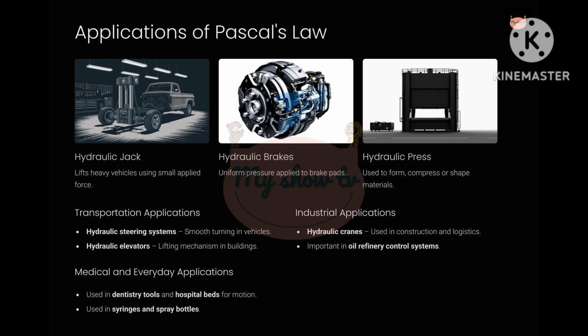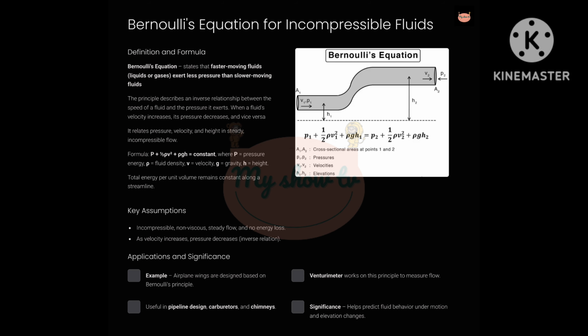7. Hospital equipment, like adjustable beds and dental chairs, also rely on this. 8. It's used in factory automation to control robotic arms or tools. 9. Everyday spray bottles and syringes are basic examples of Pascal's principle. Pascal's law shows how fluid mechanics helps us achieve more work with less effort. Slide 5. Bernoulli's equation for incompressible fluids.